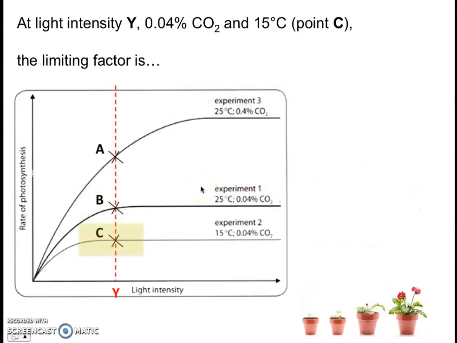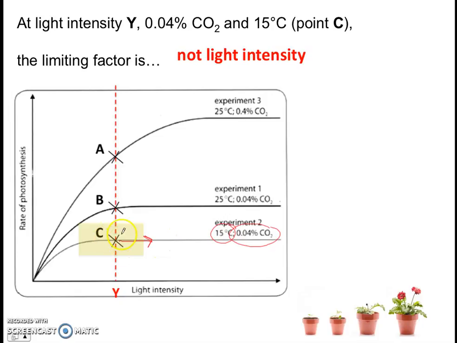Now finally, how about point C? Now at point C, what are the conditions? So just looking at this curve, the conditions are 15 degrees Celsius, 0.04% carbon dioxide concentration, and a light intensity of Y. So we can first say that the limiting factor is not light intensity. Because when we look at this curve alone, as you increase the light intensity from point C, the rate of photosynthesis did not change. It remains constant. It doesn't increase further. So light intensity is not the limiting factor.